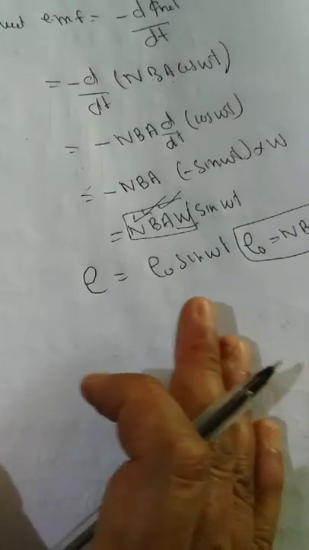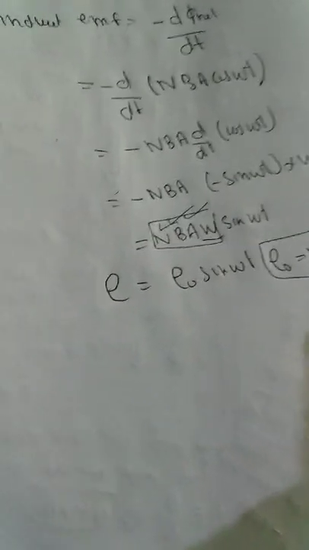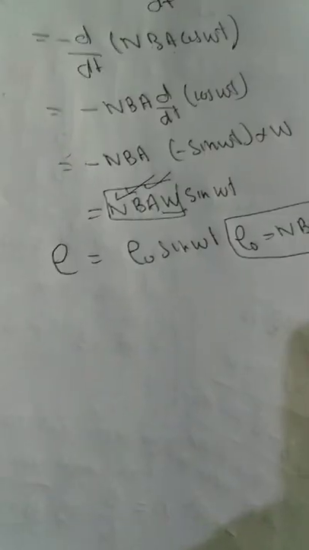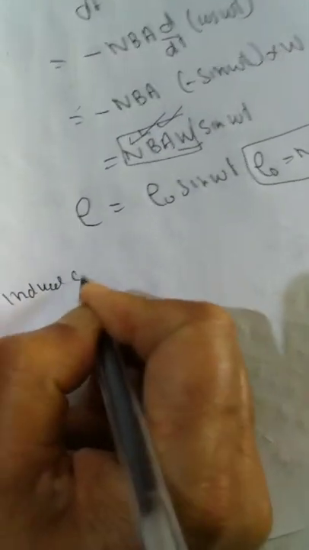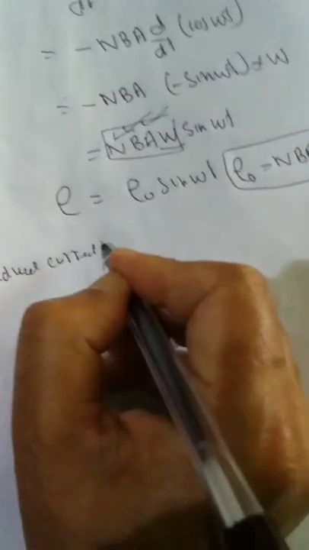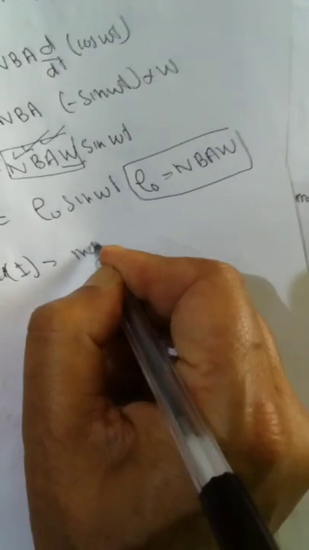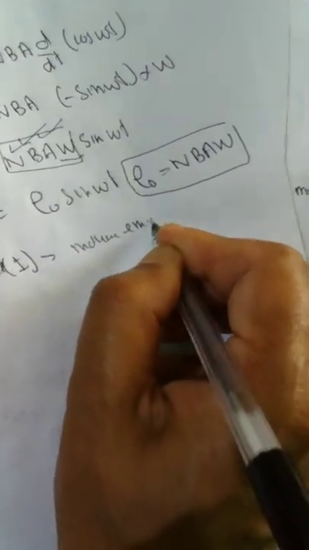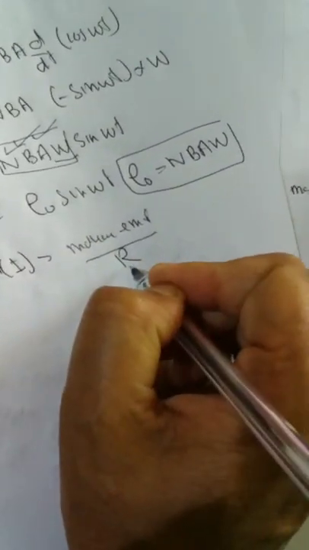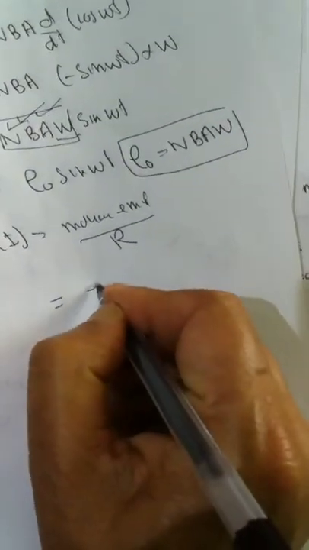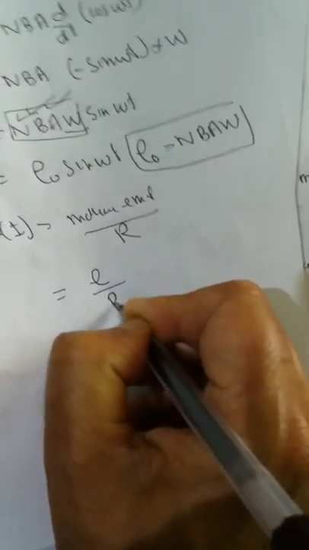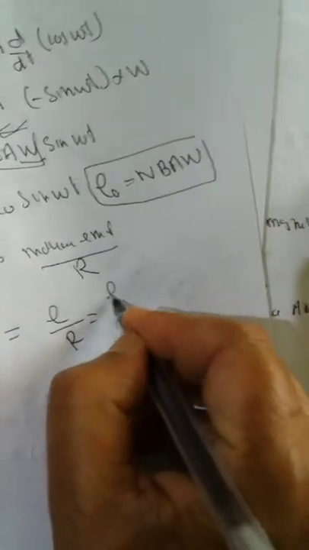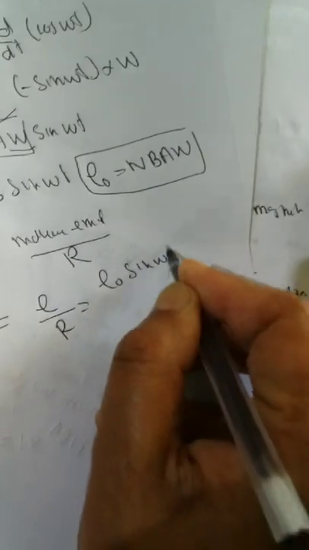This is the induced EMF. But what current will flow? When induced EMF gets developed, current flows. Therefore, the induced current I is equal to the induced EMF divided by the resistance R, or potential divided by R. What is the induced EMF equal to? It is E divided by R. What is E? E is equal to E naught sin omega t, divided by R.